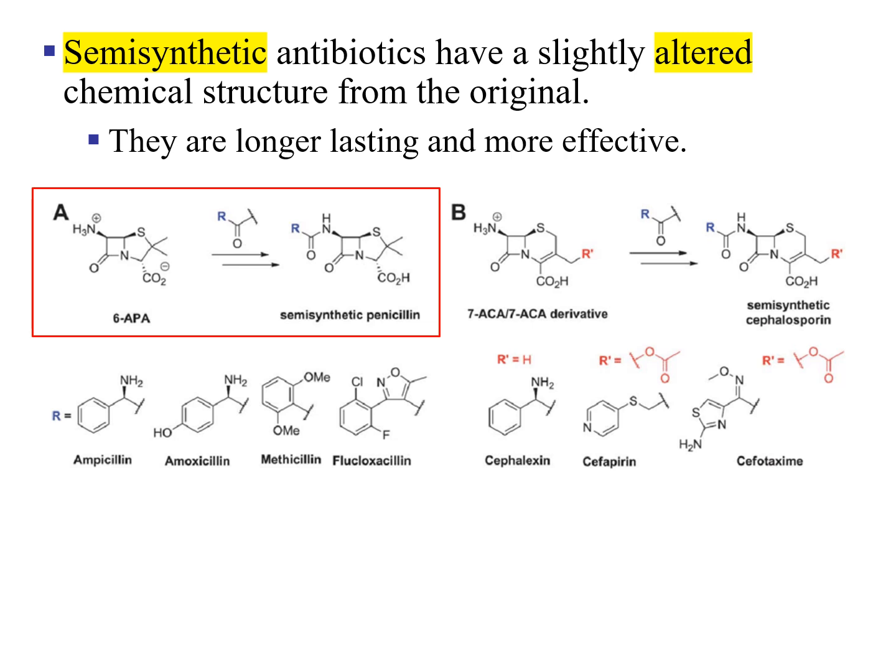Semisynthetic antibiotics have a slightly altered chemical structure from the original. So we can take these naturally produced compounds that come from bacteria or fungus, and we can modify them slightly to make them last longer and be more effective. So in the picture, outlined in red, you see penicillin to the left, where A is located. To the right of that, we have chemically altered it. Now that semi-synthetic penicillin is going to be longer lasting and more effective.